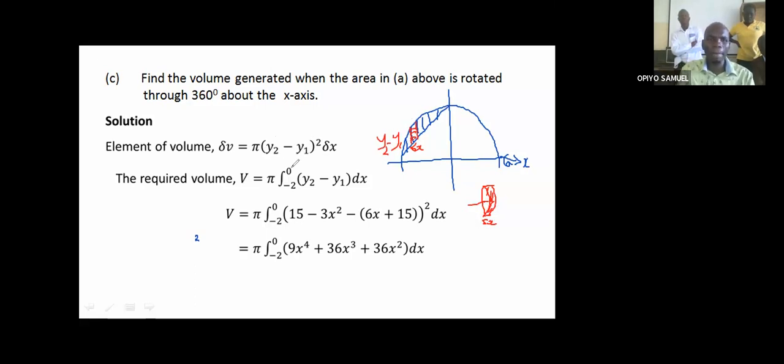And from here, we can see when we substitute for the equations of the curve and the equation of the line, after simplifying what is inside the bracket and squaring, we get 9x to the power 4 plus 36x cubed plus 36x squared. Of course, the 15 will give us negative 15. This is positive, so the 15 will disappear. So from there, we can now proceed.